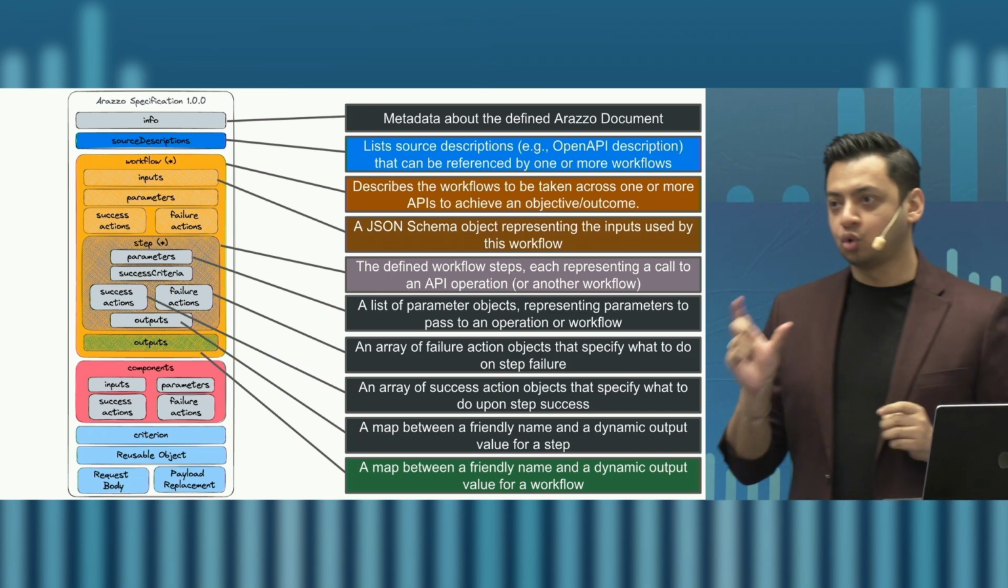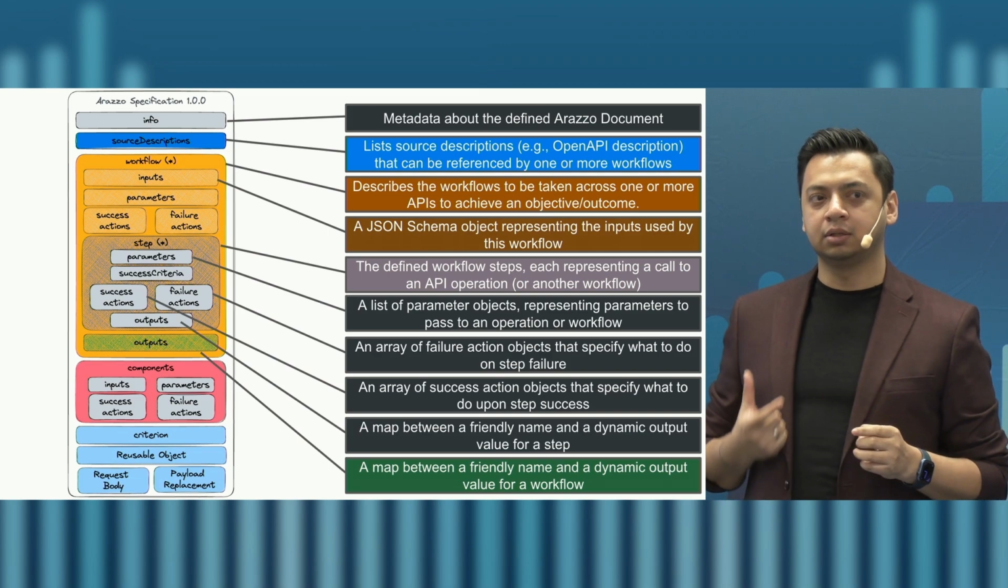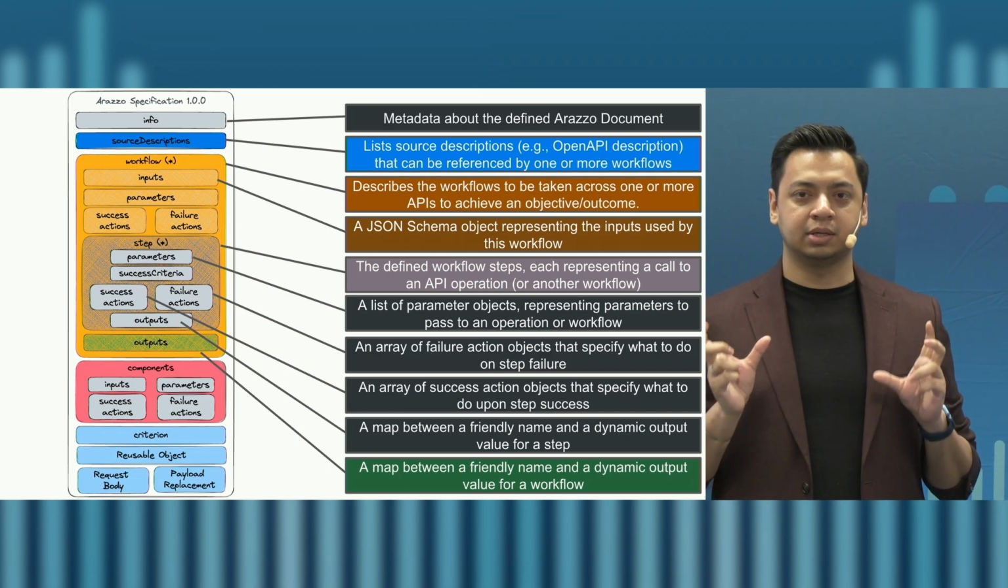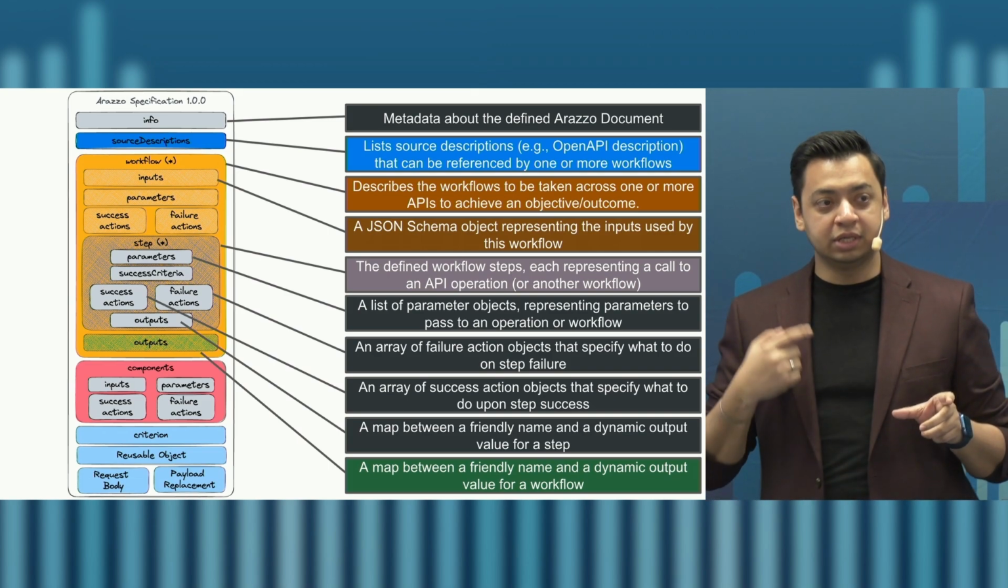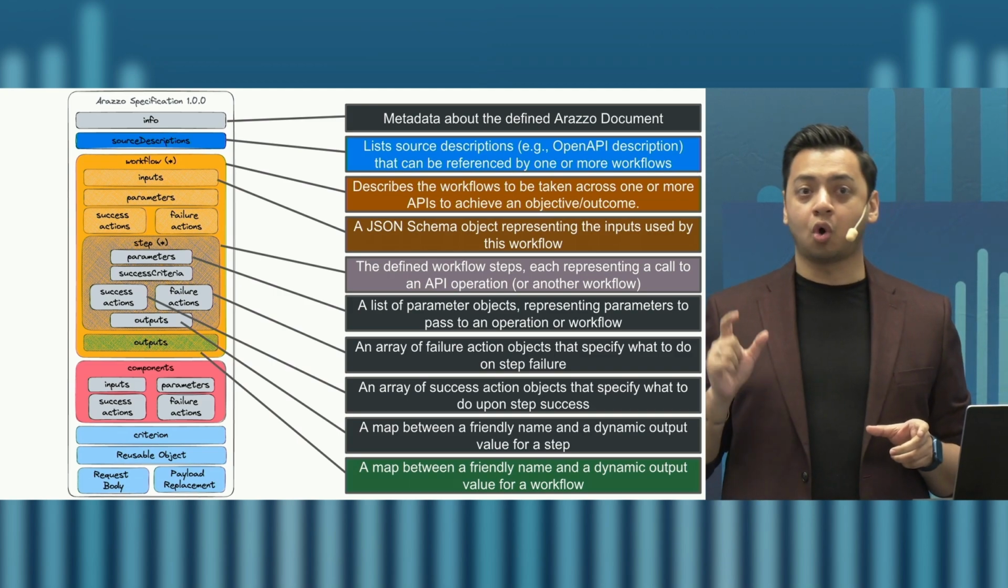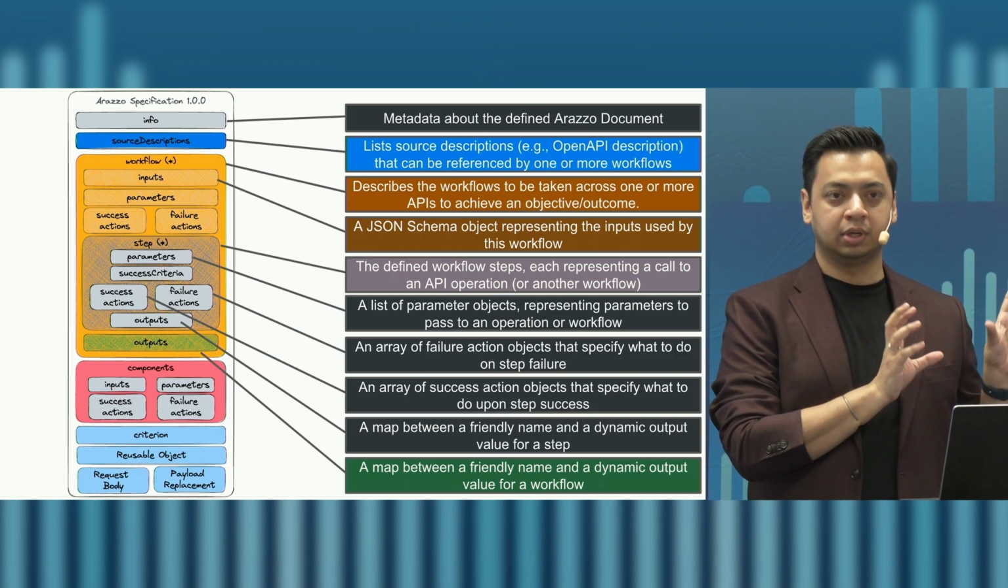Then we go into the source descriptions, and this is where you can define the different sources from which the APIs can be chained together. Right now, these can be multiple OpenAPI documents, or they can also be an Arazzo document itself.